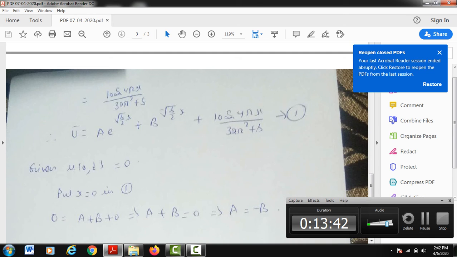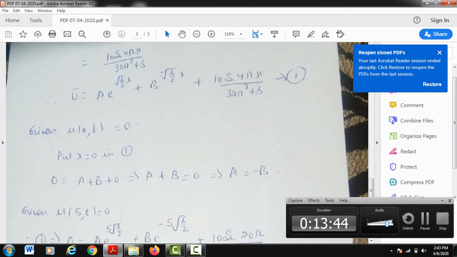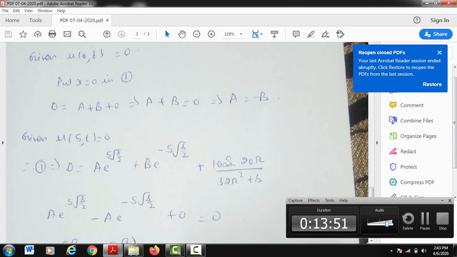The first condition is u(0, t) is 0. I will put x is 0, e to the power 0 is 1, so I will get a plus b, sine 0 is 0, a plus b is 0, so I am getting a as minus b. The second condition is u(5, t) is 0. So put x equal to 5.